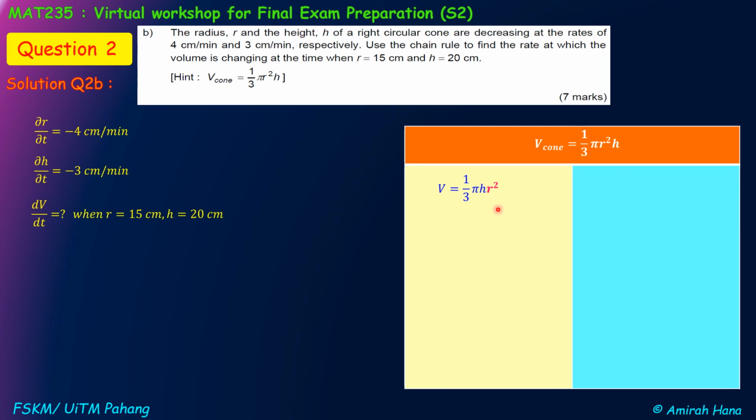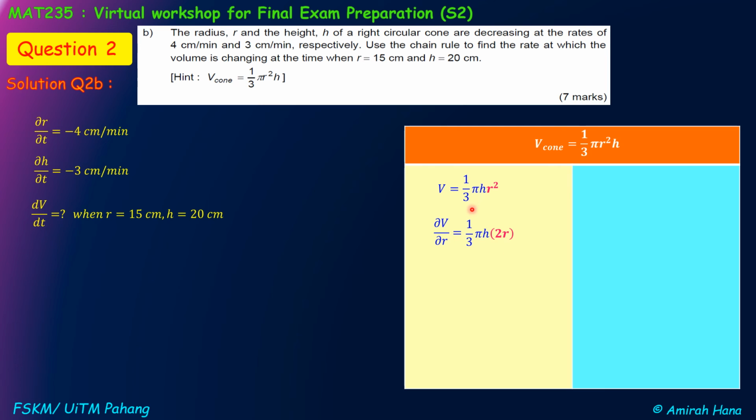So it is easy to differentiate and we can avoid error. So from here, after we differentiate partial derivative v with respect to r, we get del v over del r equals to, we still have constant 1 over 3 pi h, and then we just differentiate r squared, which is equal to 2r.